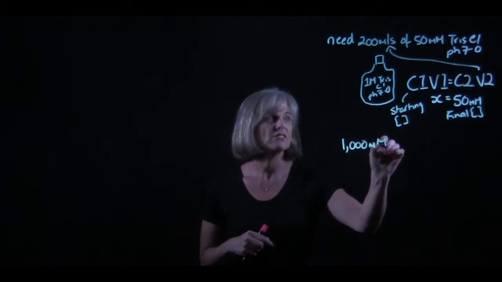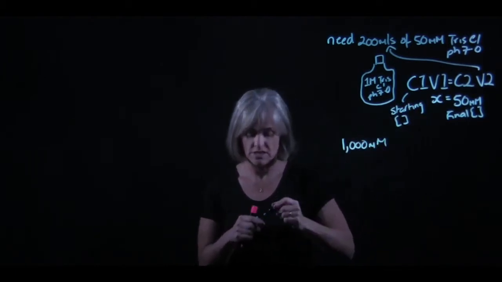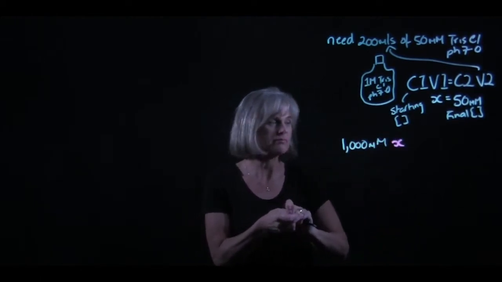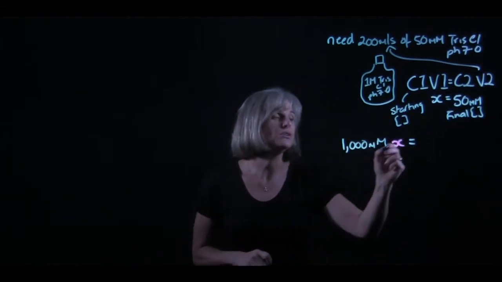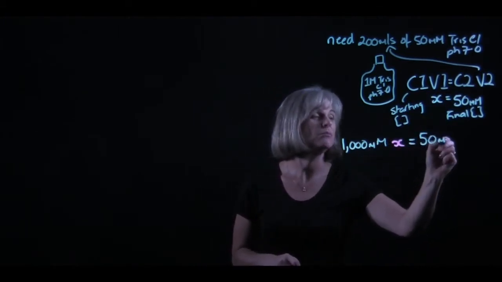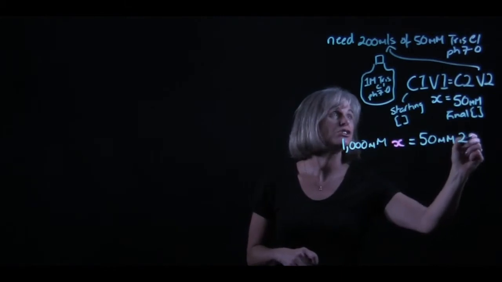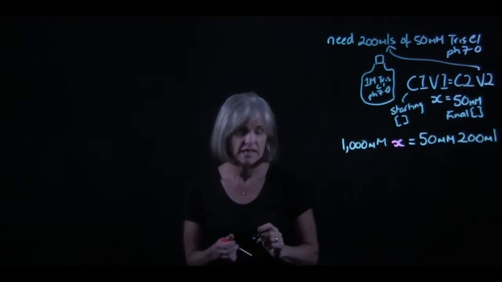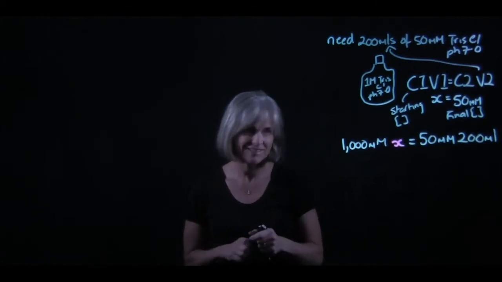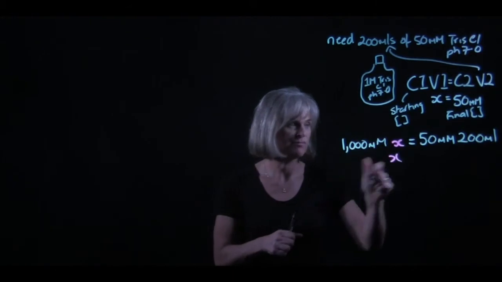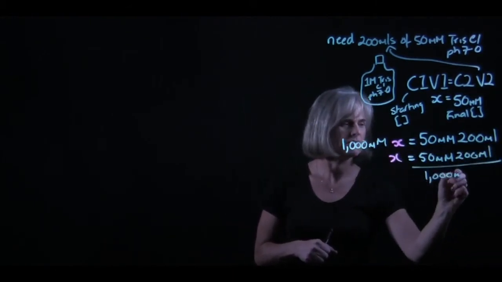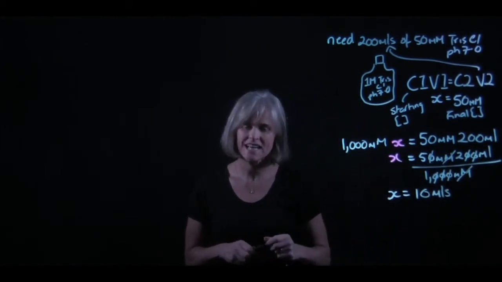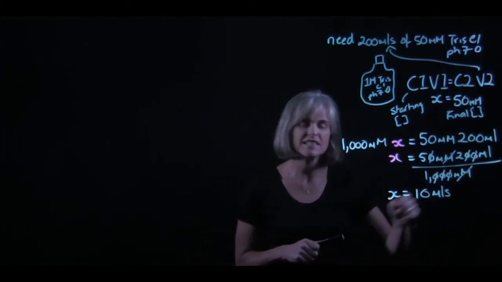So C1 is 1,000 millimolar multiplied by X, which is what we're solving for, is equal to C2, which is 50 millimolar multiplied by 200 milliliters, which is the final volume that we want. And I'm going to go ahead and solve for X in this equation. Okay, so the millimolar units cancel, and as we would expect, our final units is milliliters.